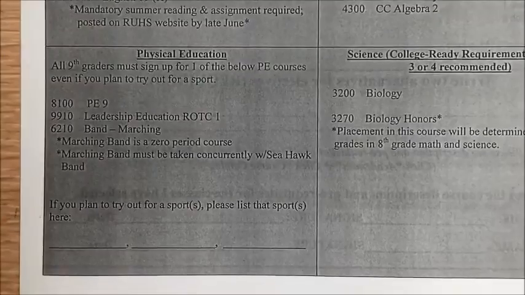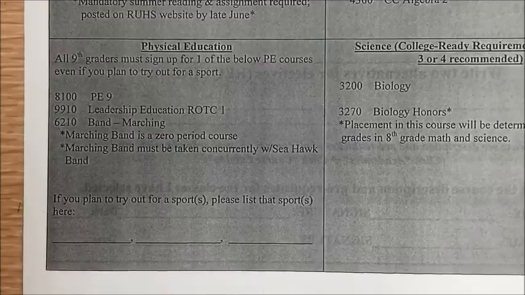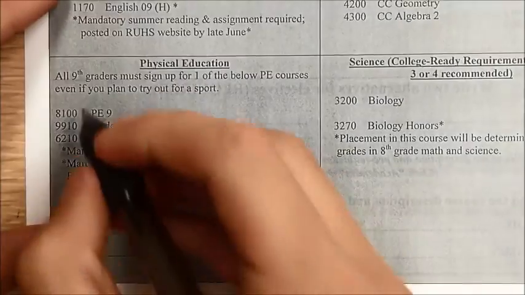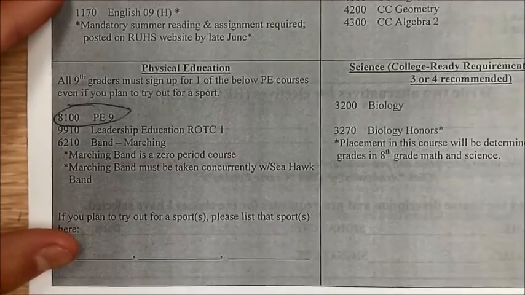Physical education. All 9th graders must sign up for one of the below PE courses even if you plan to try out for a sport: PE 9, ROTC, or marching band. If you try out for a sport and make the roster by August, counselors will change your course, dropping the PE 9 class and adding your sport.